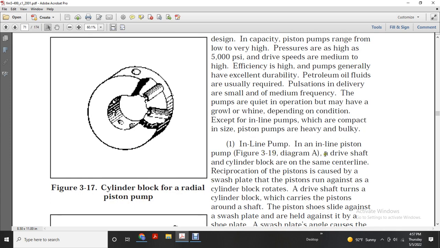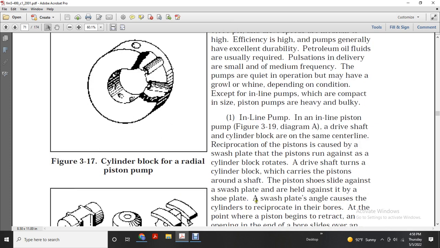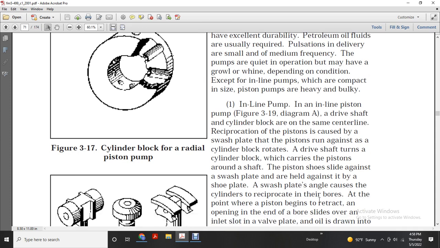Figure 319, diagram A, shows the drive shaft and the cylinder block with the same center line. Reciprocation of the piston is caused by a swash plate. The piston runs against the cylinder block, and the drive shaft rotates and turns with the cylinder block, carrying the piston around the shaft. The piston shoes slide against the swash plate, held against the shoe plate with the swash plate. Again, this causes the cylinder to reciprocate in its bores.